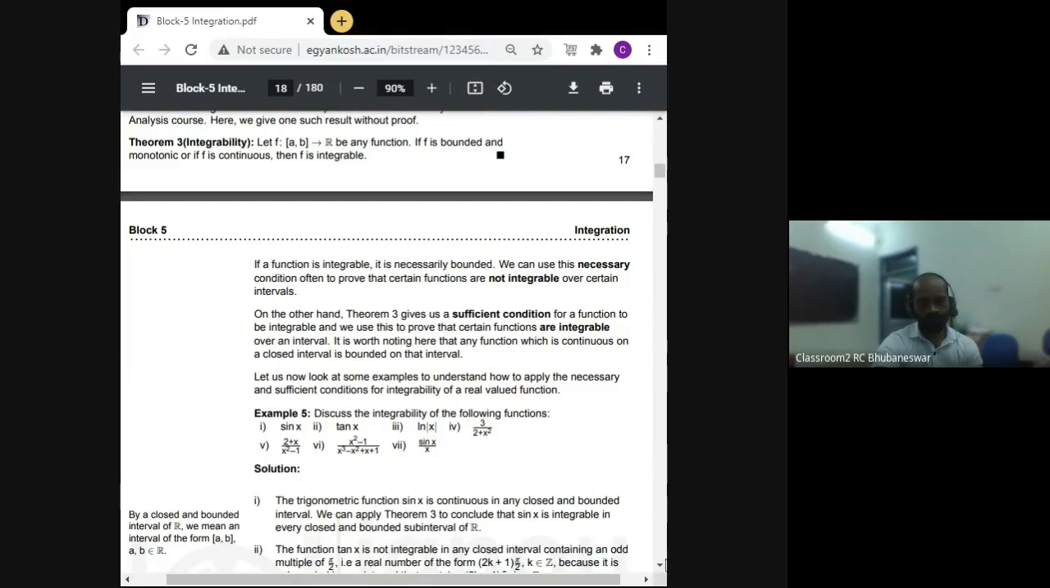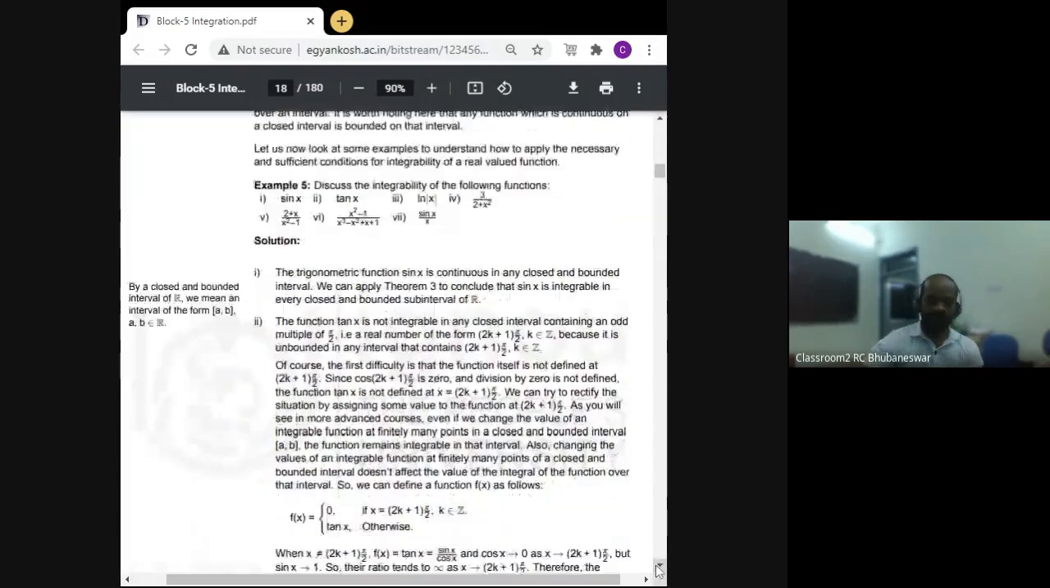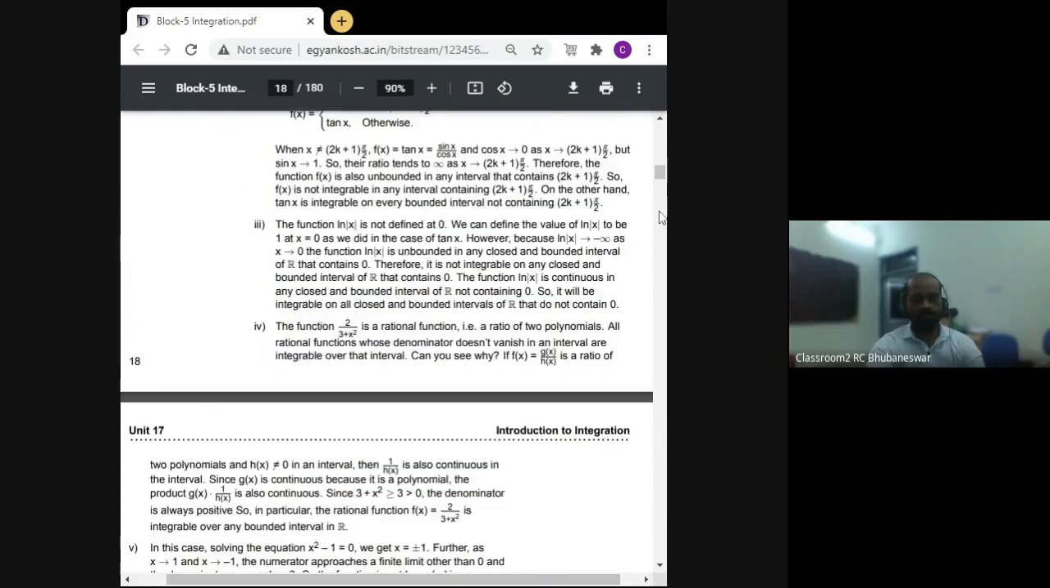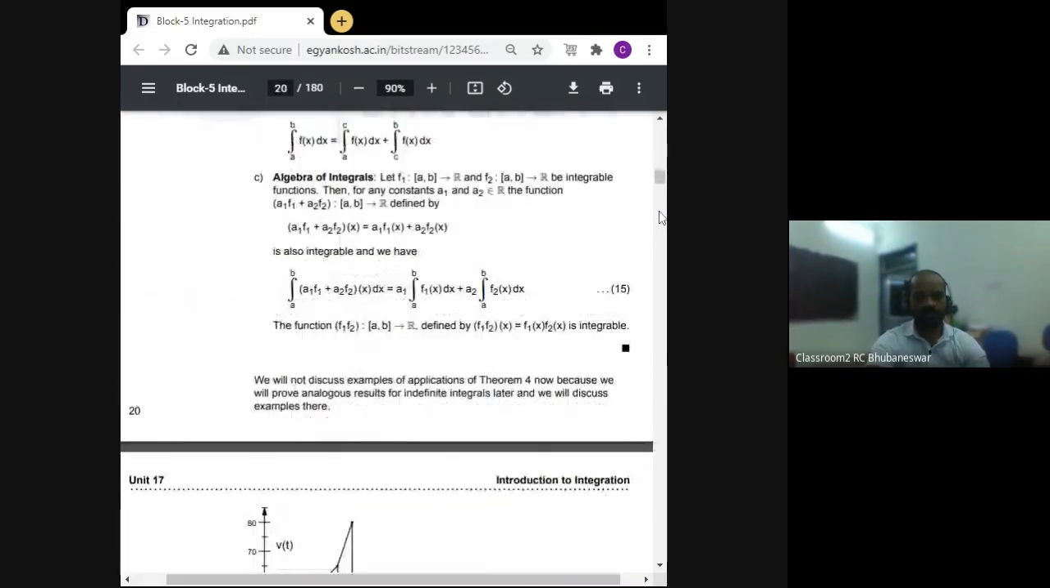Some more examples are given. So let us move towards some more points, and these points are given in the form of the fundamental theorem of calculus on page number 21. So let us move to page number 21 to discuss the fundamental theorem of calculus.